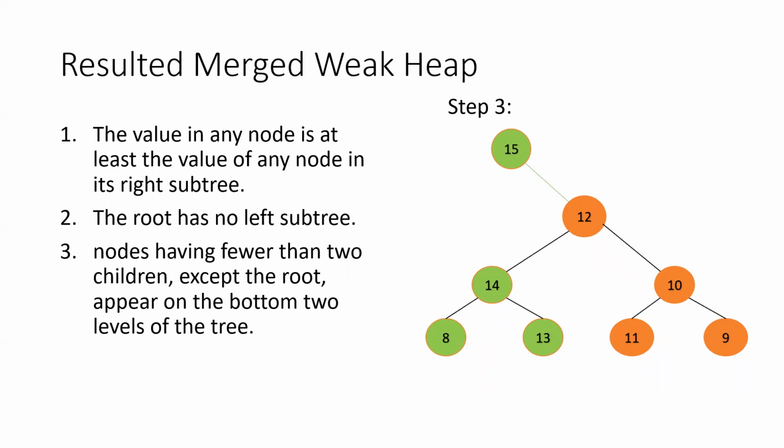So, this newly formed tree satisfies the properties of a weak heap, which are mentioned on the left. The value in any node is at least the value of any node in its right subtree. So, it is satisfied here between 12 and 15, and also 10 and 9. The root has no left subtree. Yes, the root 15 has no left subtree. Nodes having fewer than two children, except the root, appear on the bottom two levels of the tree. So yes, it is satisfied.